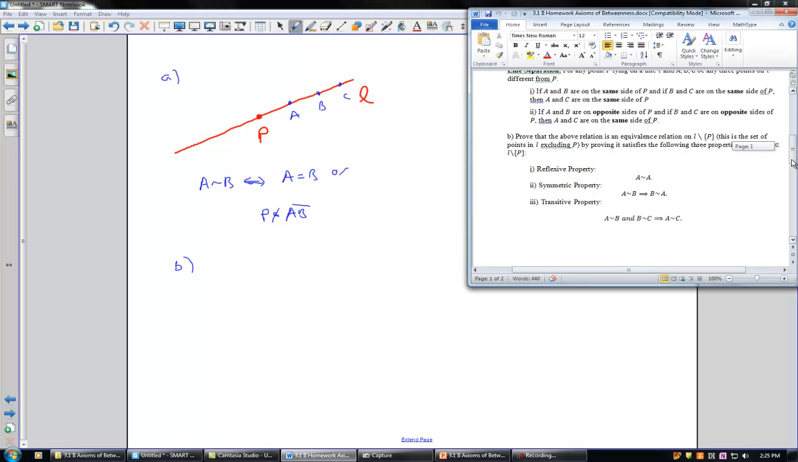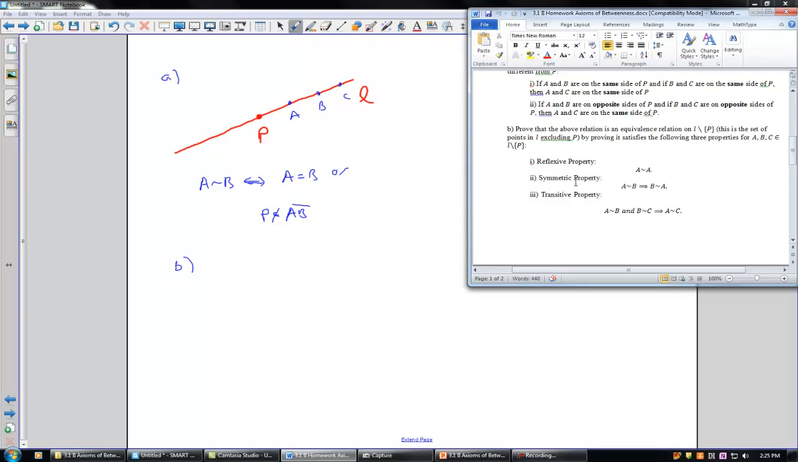So on part B, what you're going to do is show that this relation here, this means a sidedness with respect to P really, is an equivalence relation. And so you're going to show the reflexive property. So all you need to do is say, let A be a point on the line L different from P. And then, of course, you know that A is equal to A, which obviously implies A and A are on the same side of P.